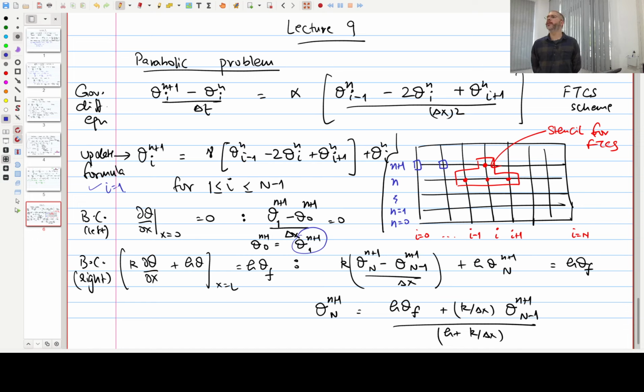Otherwise, you will not be able to do the boundary points. So when you write the loops, you have to have an order. Similarly, for the right boundary, you need theta at capital N minus 1 at the small n plus 1th time, and that is only known once you have run the update formula for I equals capital N minus 1. Only then you can calculate the right boundary or run the right boundary condition. Is that clear?